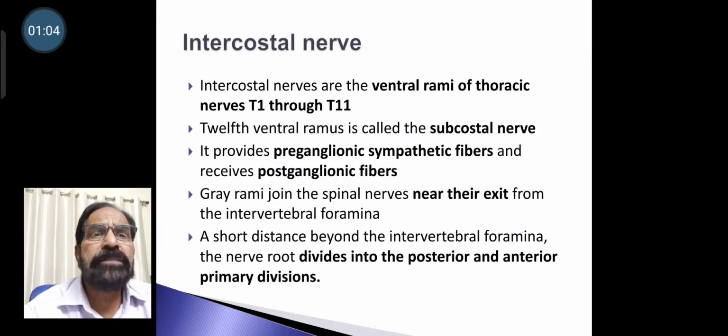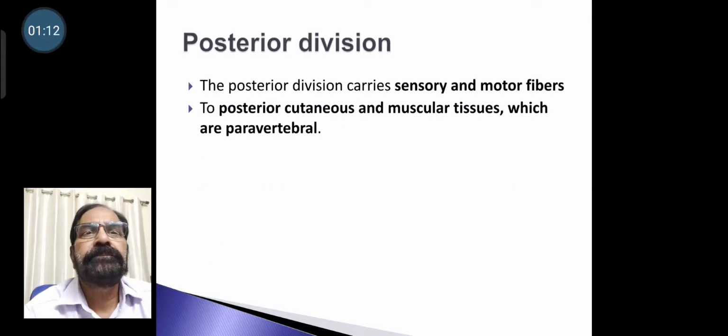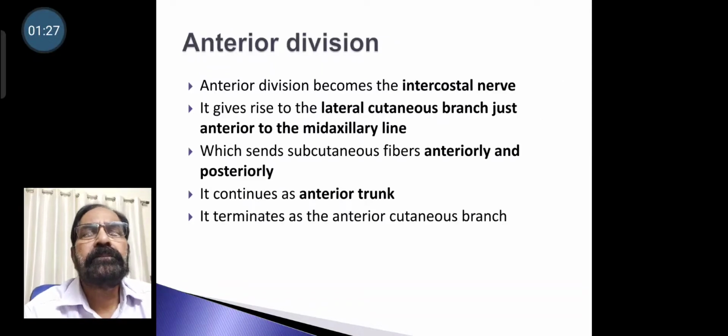A short distance beyond the intervertebral foramina, the nerve root divides into posterior and anterior primary divisions. The posterior division carries sensory and motor fibers to the back, the posterior cutaneous and muscular branches, which are paravertebral. The anterior division becomes the intercostal nerve.